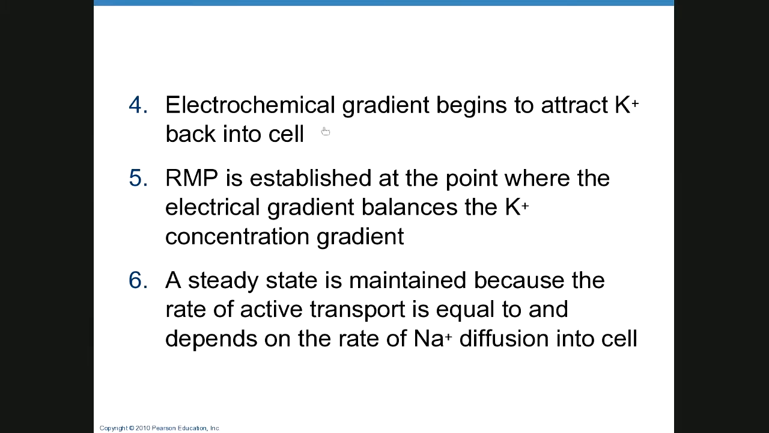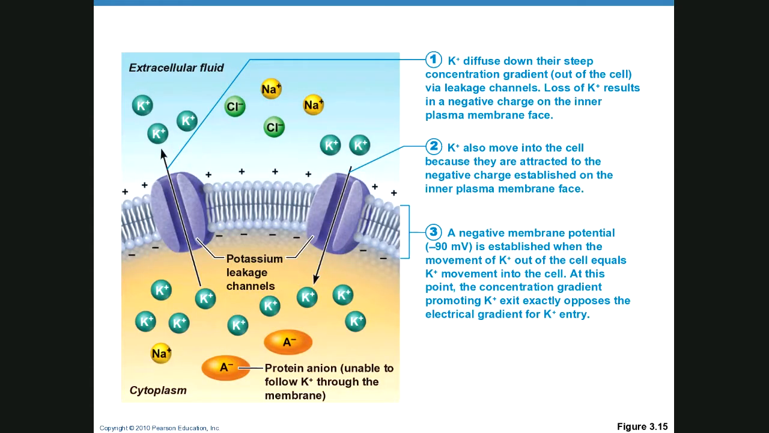Now, the electrochemical gradient starts to attract potassium back into the cell. And then finally the electrical gradient balances the potassium concentration gradient. And because of this, you get a little sodium diffusion into the cell, but generally when you get some, it's picked up and thrown back out. Here we have leakage channels, potassium going in and out of the cell. And we'll continue this discussion later in our next slideshow.